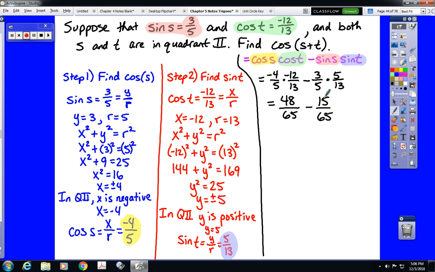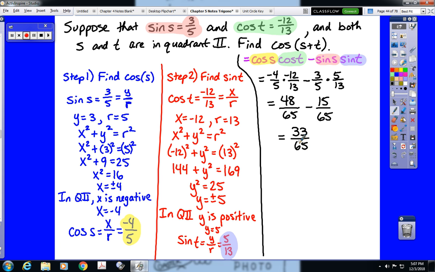And I know that this can be reduced, but I don't want to reduce it because I'm going to have to combine these two fractions. So I'm going to want them to have a common denominator, which they do at 65. So there's no point in reducing this fraction yet. 48 minus 15 would be 33 over 65. And at this point, I check to see if that can be reduced. But 33 is only divisible by 3 and 11, and 65 is not divisible by either one of those numbers. So that would be my answer, 33/65. That completes our notes for lesson 5-3.